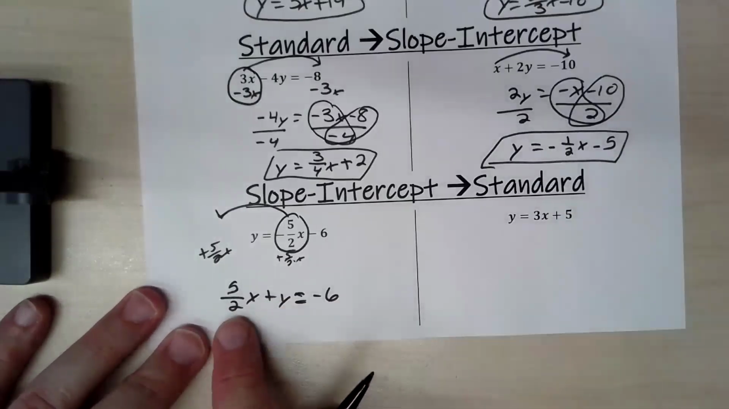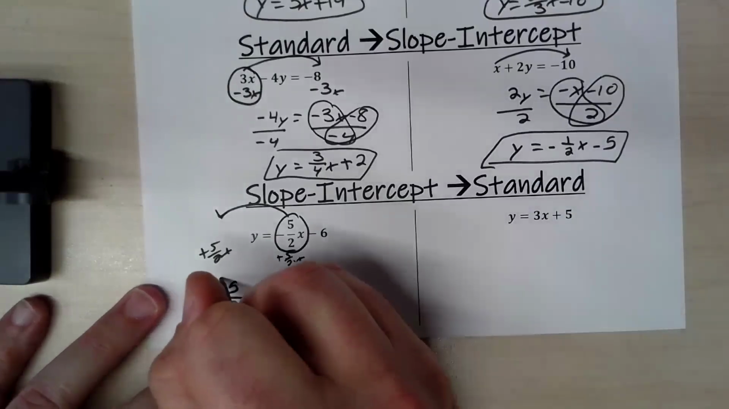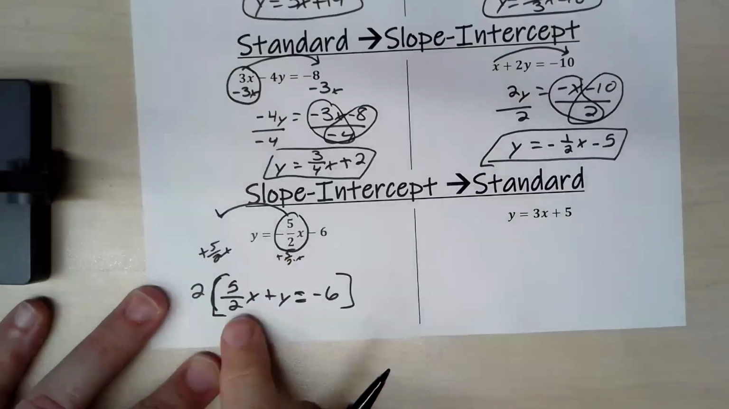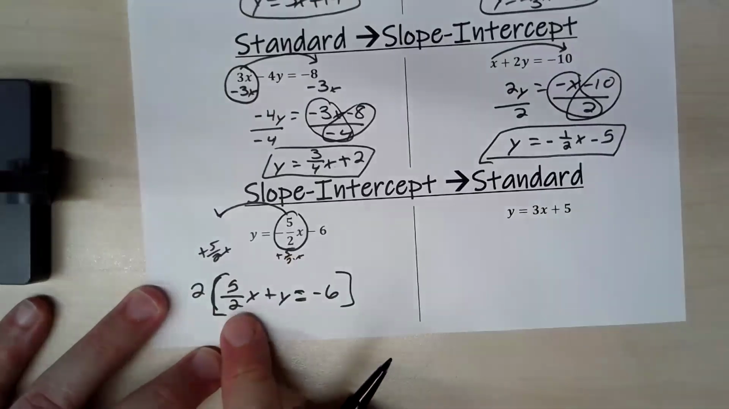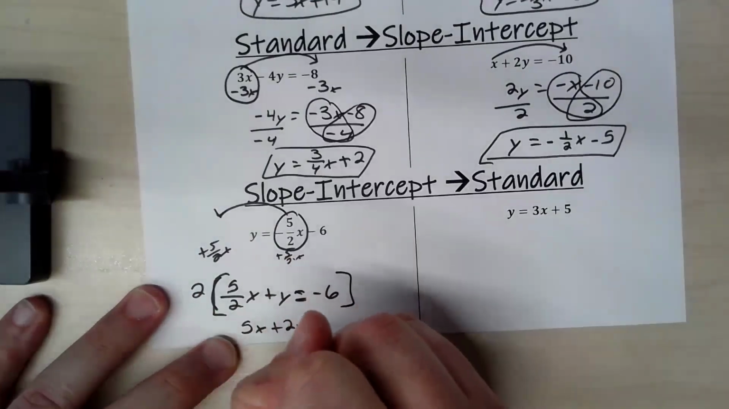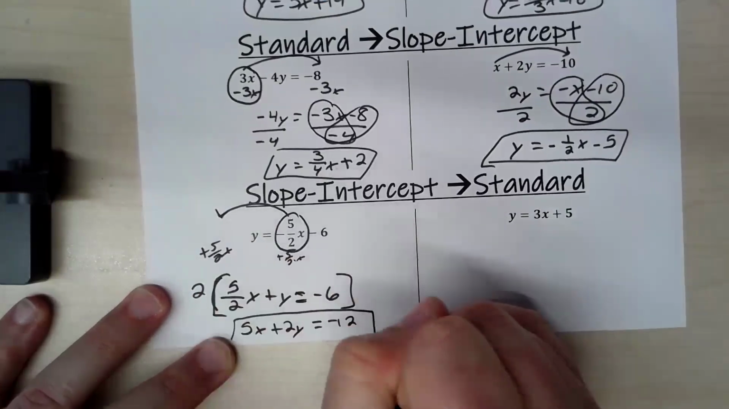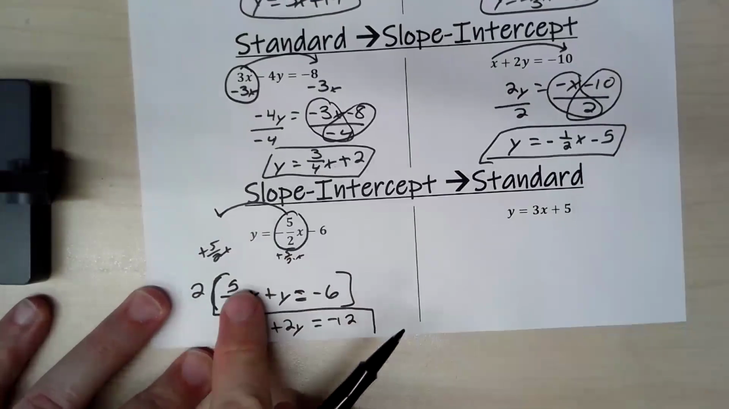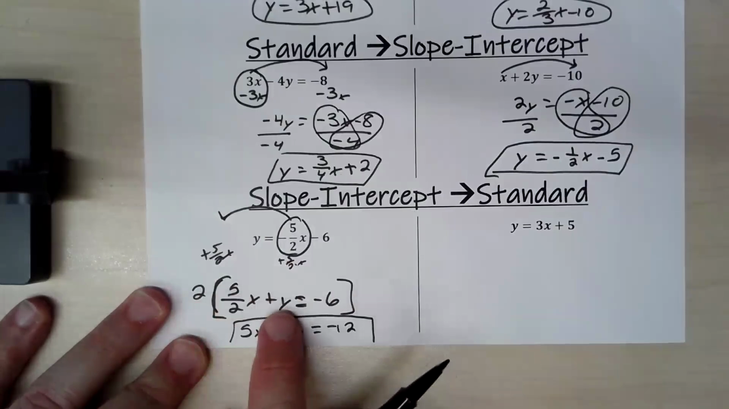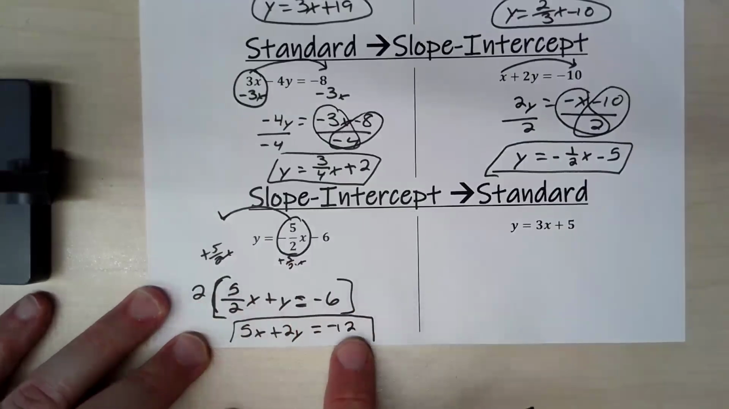We're good. My a value is positive. That's good. But I can't have a denominator, right? So we've got to multiply this entire equation by 2 to eliminate our denominator. So now it's 5x plus 2y equals negative 12. Because 5 over 2 times 2: 2 times 5 is 10, divided by 2 is 5. 2 times y is 2y. 2 times negative 6 is negative 12.